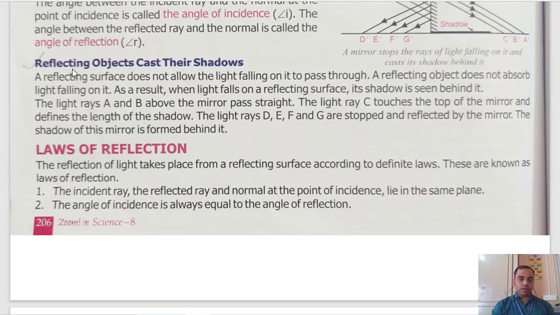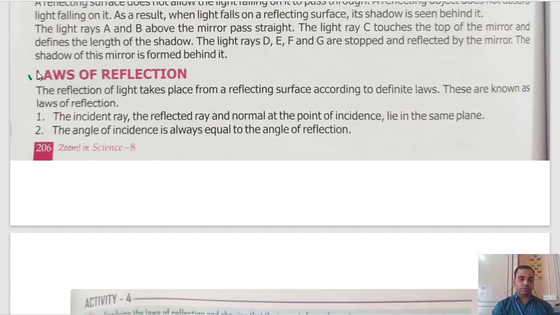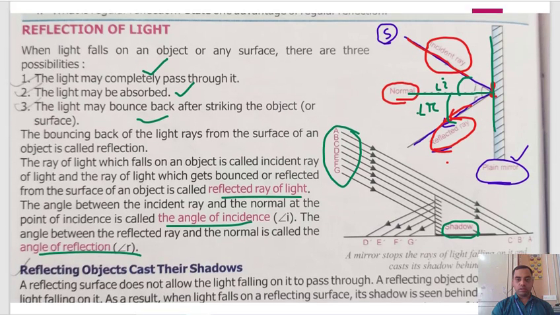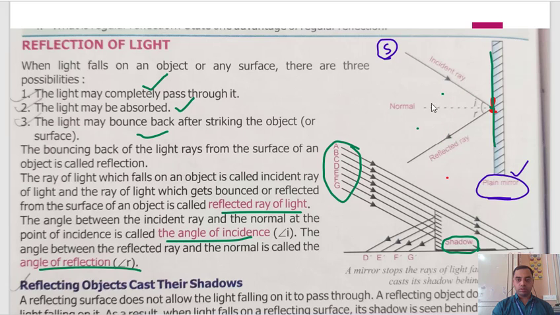Now reflected objects cast their shadow as we have discussed here. Everyone knows this concept. Laws of reflection, very important. Let me make you understand what the law of reflection is here. Very easy, very important.